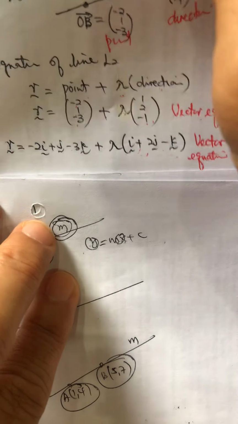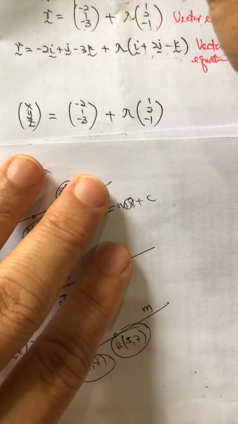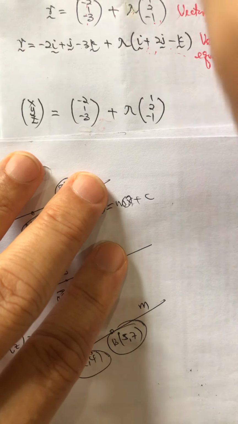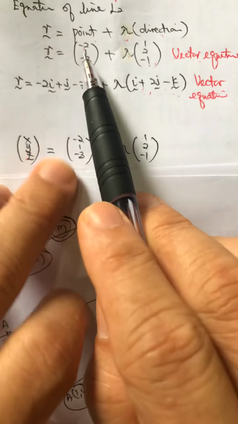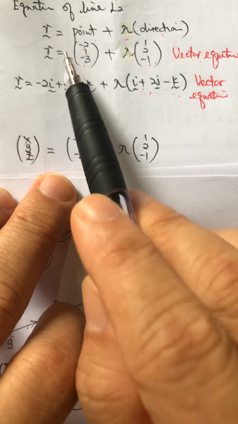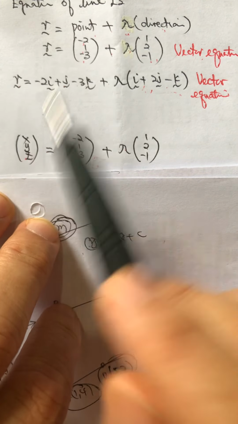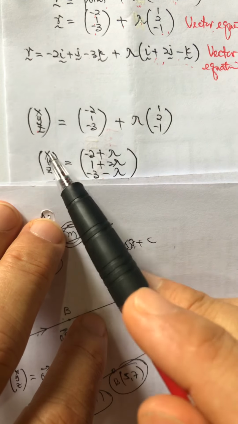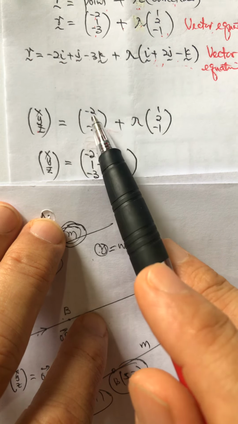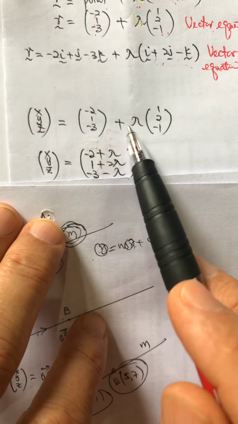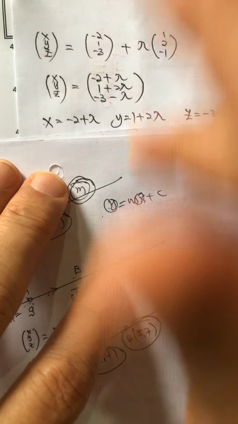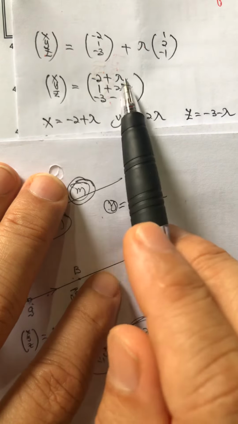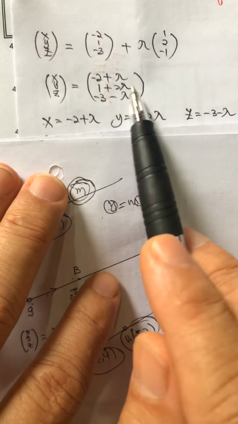Now I'm going to find what we call the Cartesian equation. So here I write x, y, z. Okay, so negative 2, 1, look at here. I just change this one back into x, y, z, so I just equate them. x, y, z equal to this: negative 2 plus lambda, 1 plus 2 lambda, and negative 3 minus lambda. Then after that, I write out the equations: x equal to this one, y equal to this one, z equal to this one.